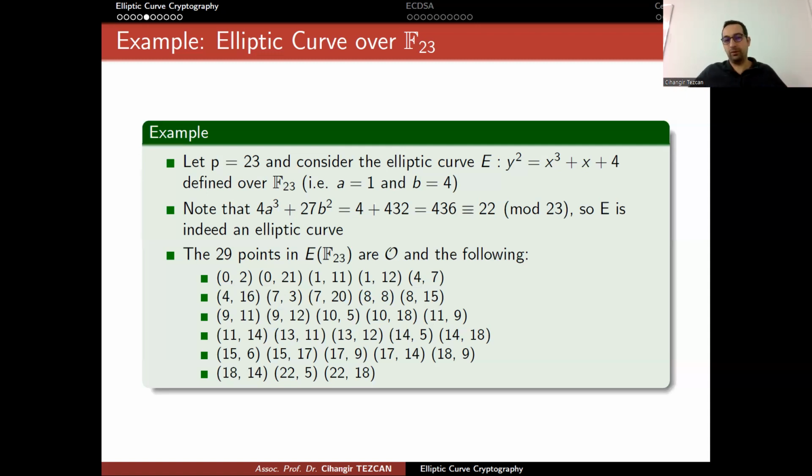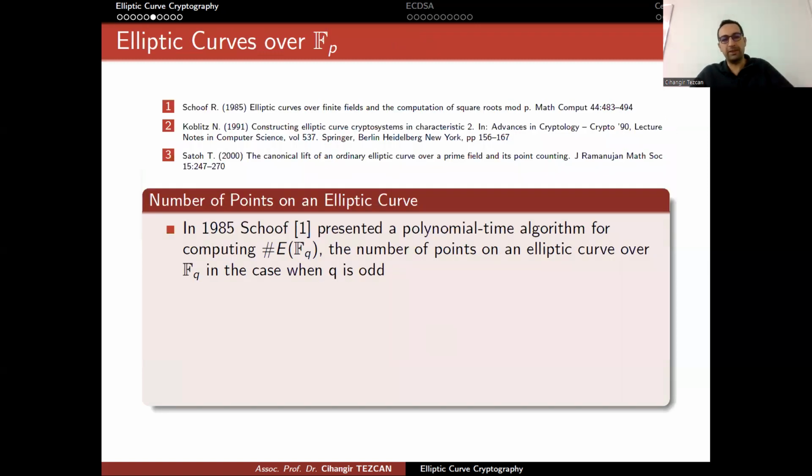So in order to have more security, our elements in the group should be large. This is why we want to have a way to count the points on an elliptic curve. So how can we calculate, or count, the points on an elliptic curve? These are actually, as you can see, references to very old publications.